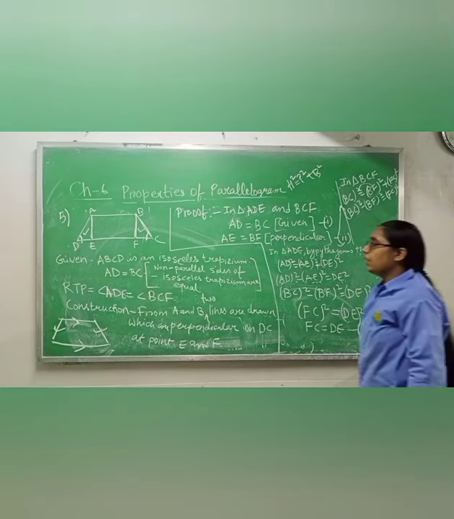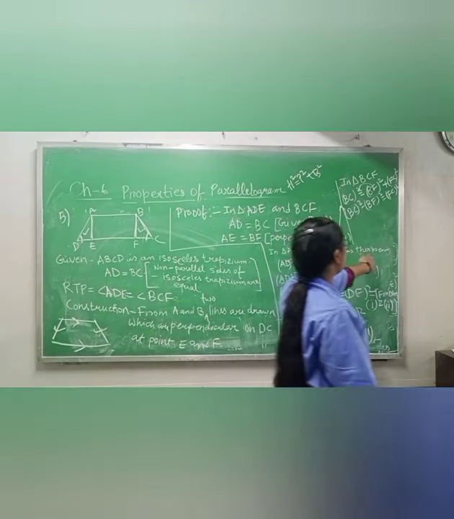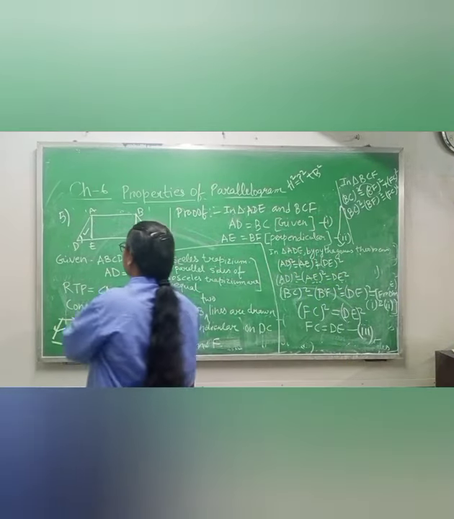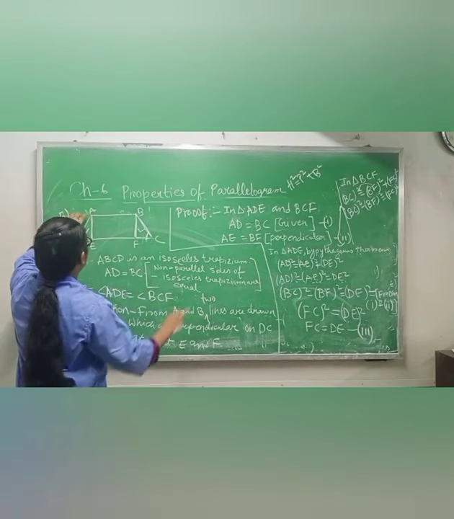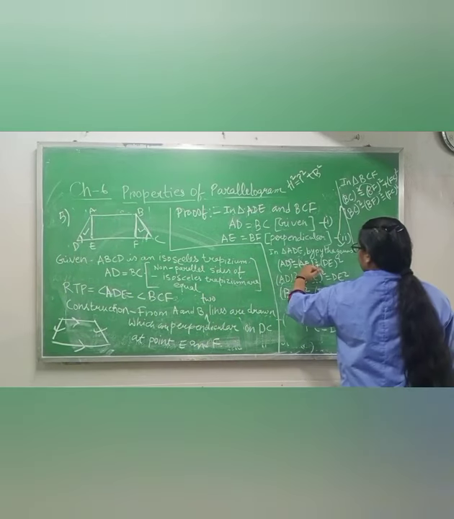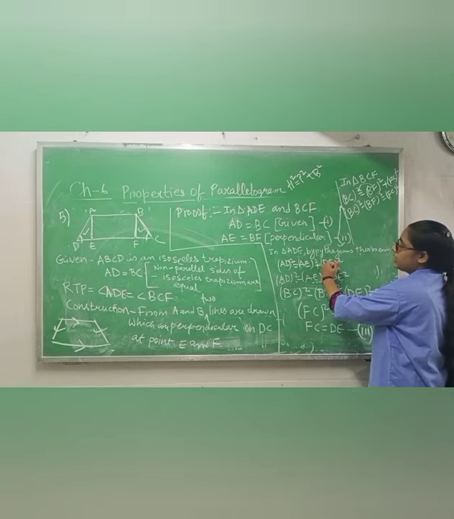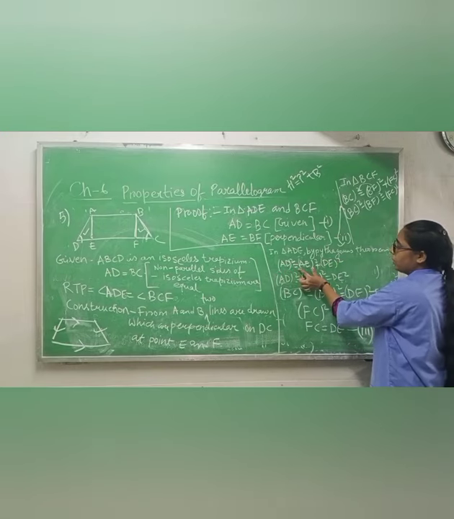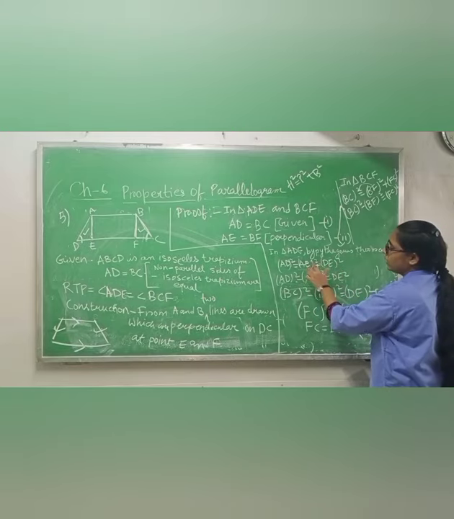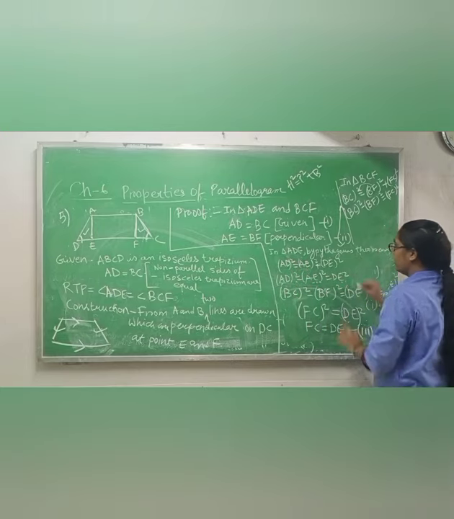Now which triangle am I taking? I am taking triangle ADE. In triangle ADE, by Pythagoras theorem, same, h square equals p square plus b square. Same thing I have done: AD square equals AE square plus DE square. AD is hypotenuse, AE is perpendicular, and DE is base. Now I am taking AE square to this side, it will become minus. So AD square minus AE square equals DE square.